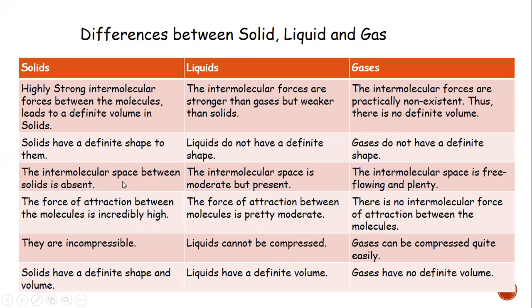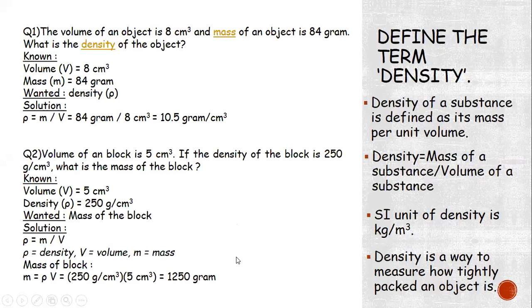Similarly, intermolecular space is very little or negligible in solids. In liquids the intermolecular space is moderate but present, and in gases intermolecular space is free flowing and plenty. Force of attraction is high in solids. Force of attraction between the molecules is moderate in liquids, and there is practically no or negligible intermolecular force in gases. Solids are incompressible, liquids cannot be compressed, gas can be compressed quite easily. So these are a few differences for the three states.